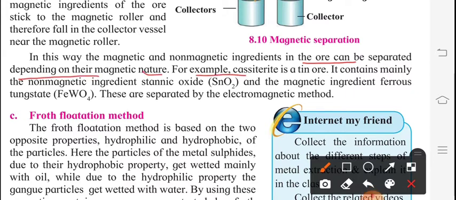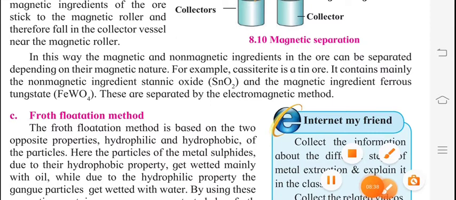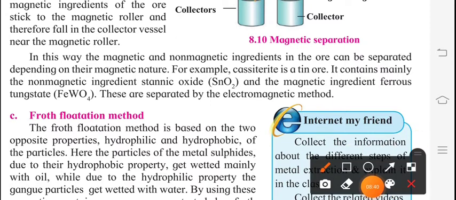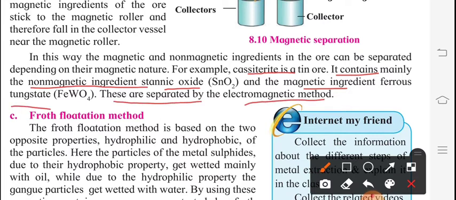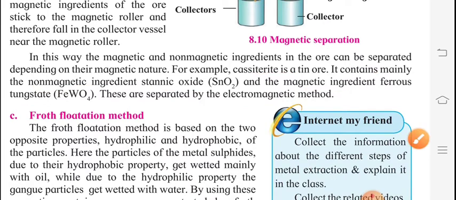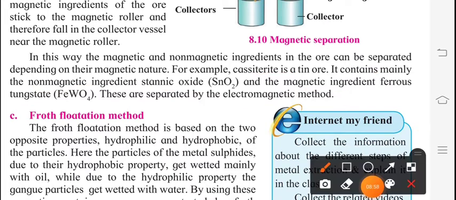For example, cassiterite is a tin ore. It contains mainly the non-magnetic ingredient, that is stannic oxide, and magnetic ingredients, ferrous tungstate. These are separated by the electromagnetic method. So you should know which substance is used in the magnetic separation method, and that is cassiterite.